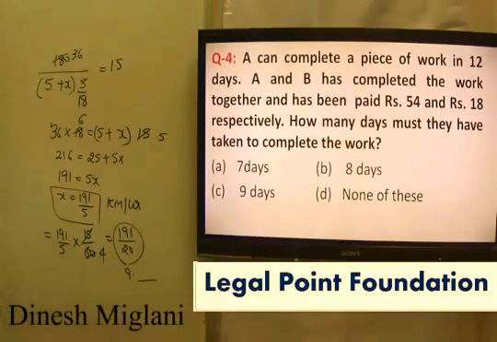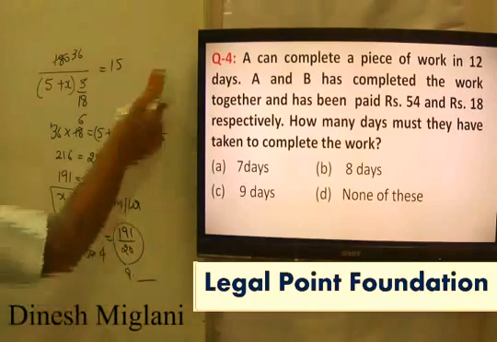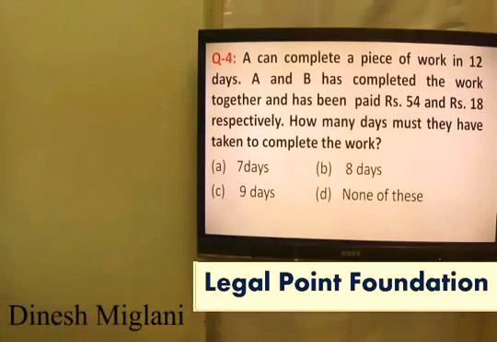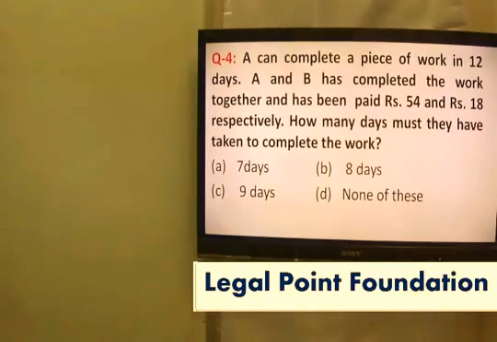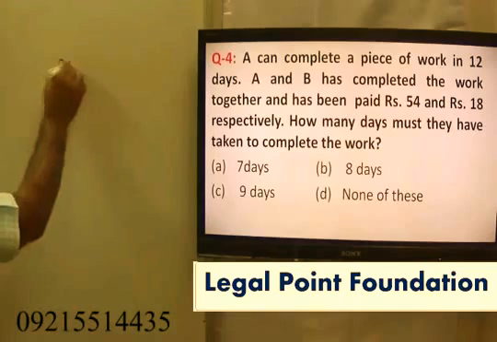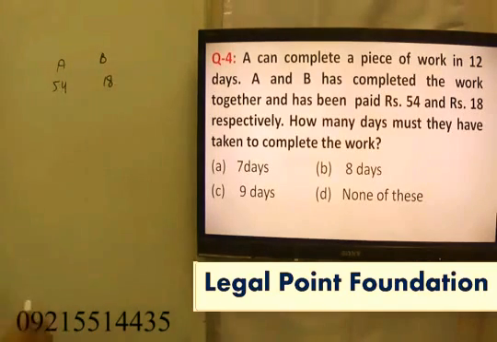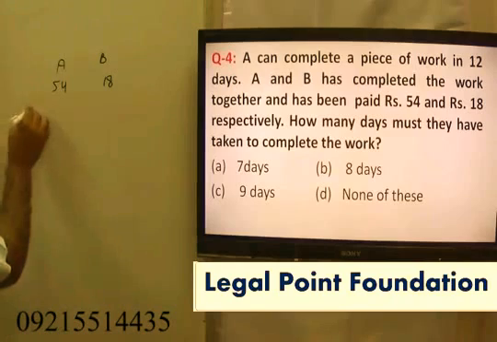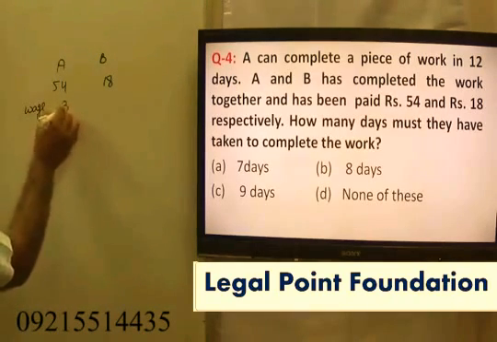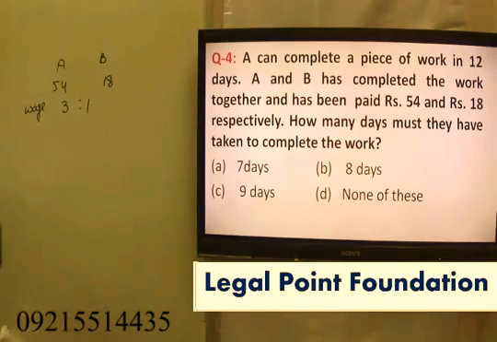Next we have question number 4 here. A question of time and work, wages. It is given that A can complete a piece of work in 12 days. A and B have completed the work together and have been paid 54 and 18 rupees. Meaning, how much does A get? 54. How much does B get? 18. That means the ratio of their wages is said to be 3:1. Right?